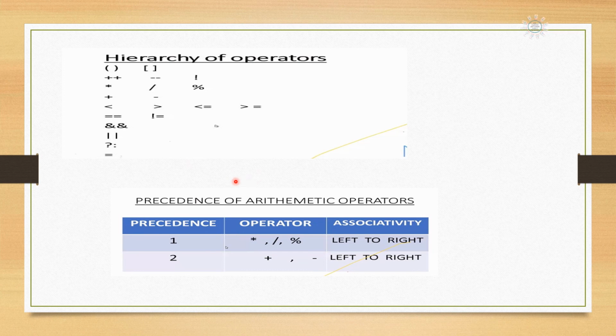And associativity means if two operators of the same hierarchy or same precedence are coming, how to use them? Either we will use them from left to right.